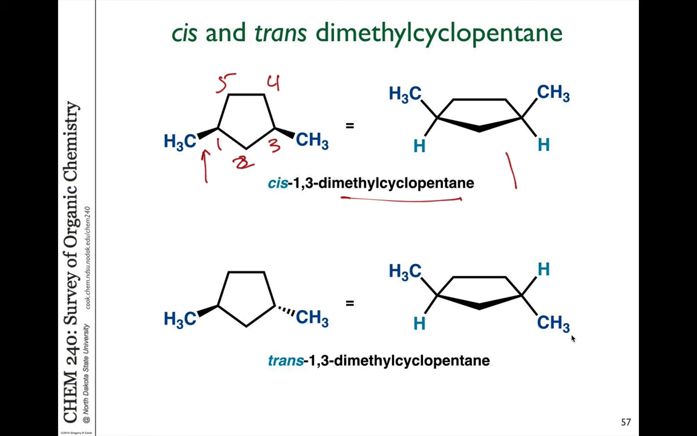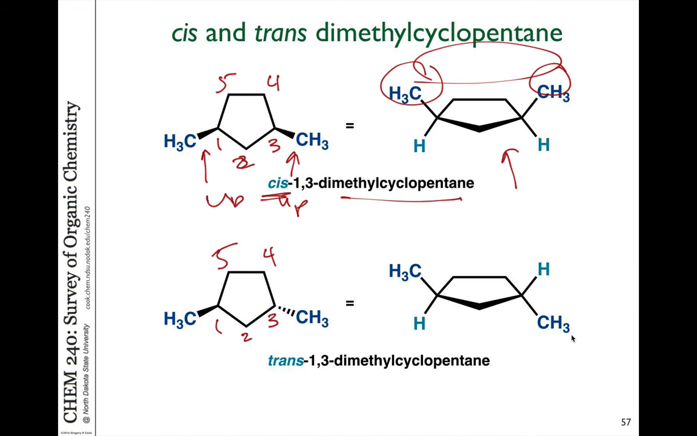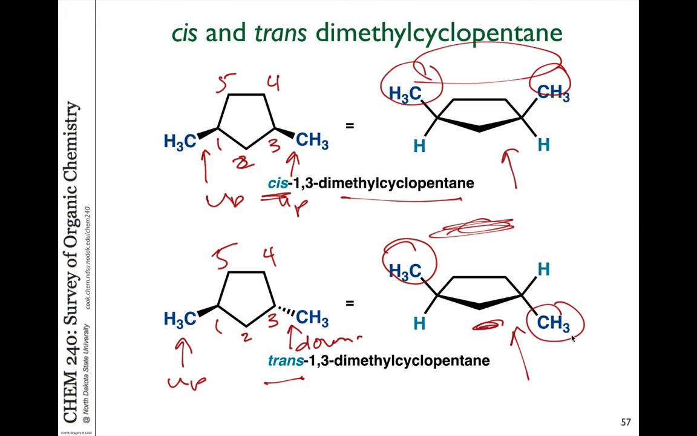And if you look at the side view of that, you can see that those two that are up here, I've drawn one in this position, one in this position. They're on the same side of the ring. So this is the cis isomer. Alternatively, I could draw that 1,3-dimethylcyclopentane as the trans isomer, where one of them is up and the other one is down. Okay, and again, from the side perspective view, you can see that one is on the top side of the ring and the other one is on the bottom side of the ring.